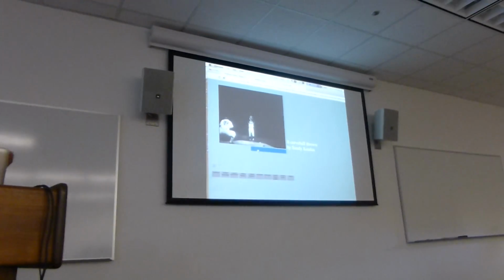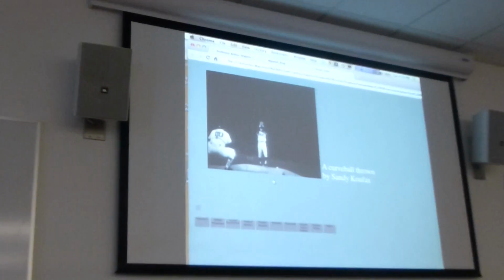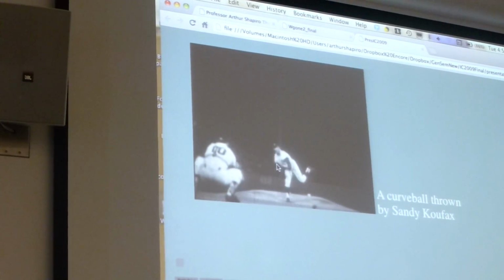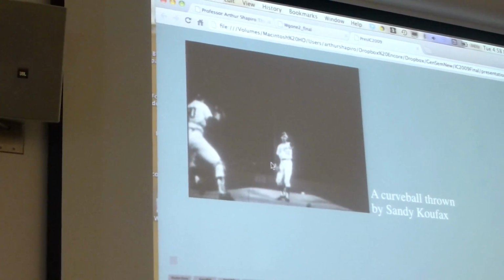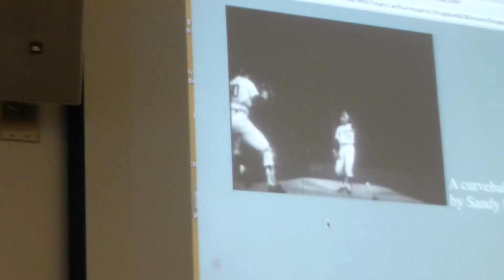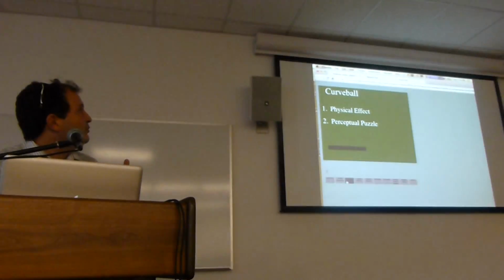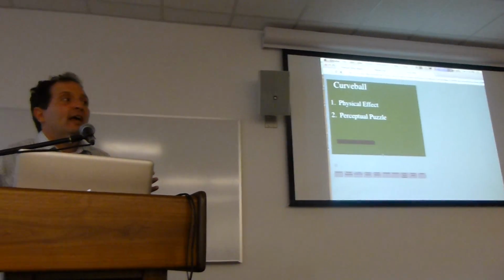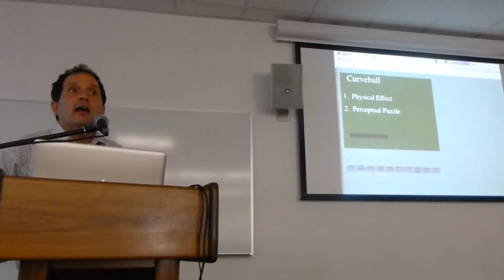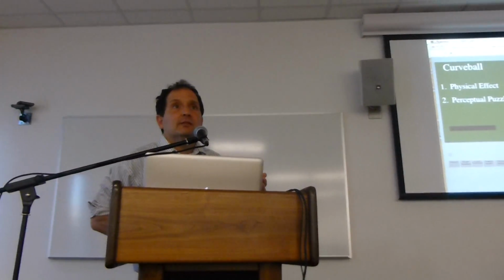It's something from baseball where a pitcher winds up, here's Sandy Koufax throwing it, it comes in, and it looks like it's coming in, and it does these funny things and people miss the ball, right? And so the curveball has been known for ages to be a physical effect and a perceptual puzzle, right?